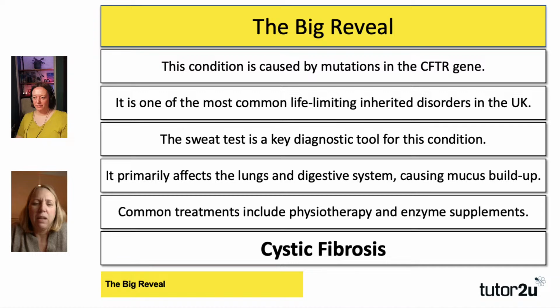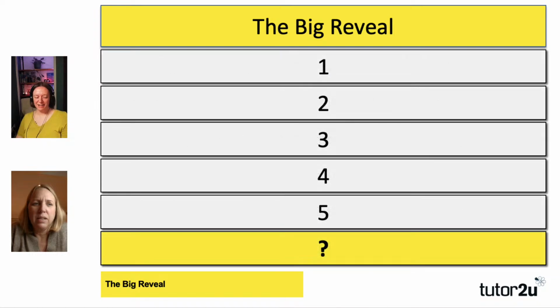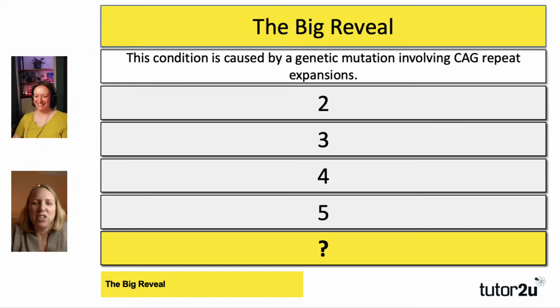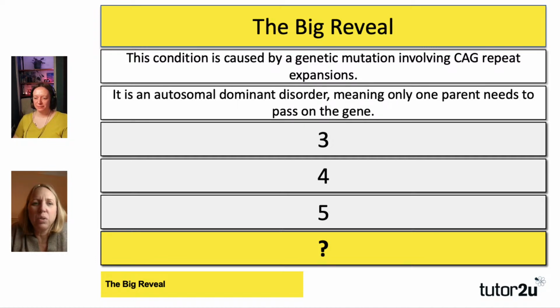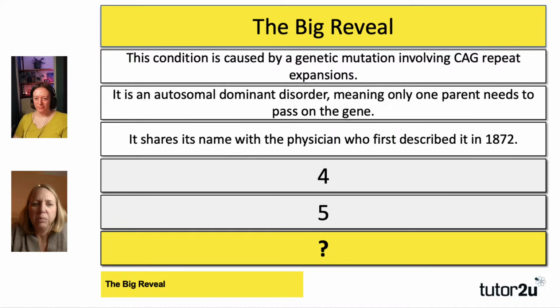Well done. And then do we have one more, I think, Liz? We do, yeah. So we should be able to get this one now. Process of elimination. You've literally gone through all of the conditions. So this condition is also caused by a genetic mutation involving CAG repeat expansions. It's an autosomal dominant disorder, meaning that only one parent needs to pass on the gene. And it shares its name with the physician who first described it in 1872. So another little bit of history for you there. It's actually quite hard making these clues difficult.